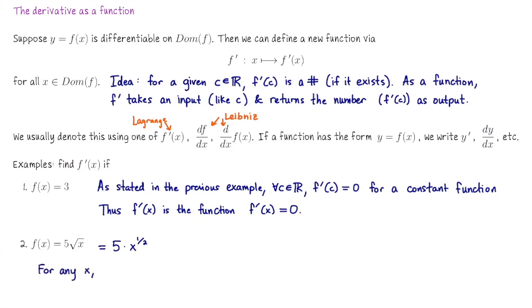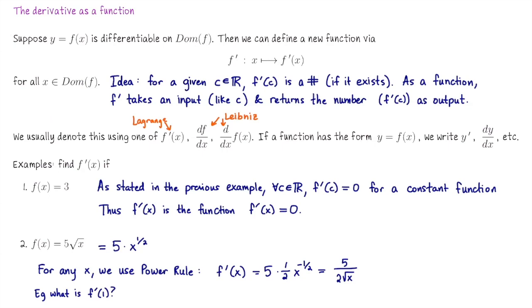For any x, where here I'm not going to specify a value, we would use the power rule to say that f prime of x is 5 times 1/2 x to the negative 1/2. If you want to put that back in root form, that would be 5 over twice the square root of x. Now here, the point in the domain was not specified. This is a function. So if I want to know what the value f prime of 1 is, then I can just plug 1 into this and get f prime of 1 is 5/2.